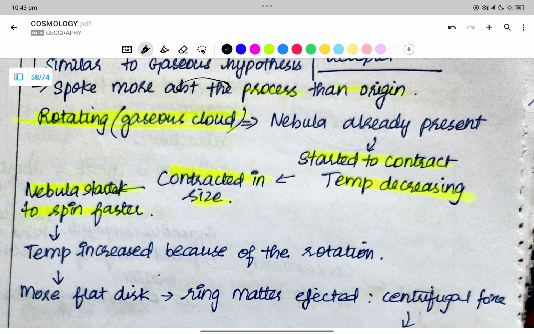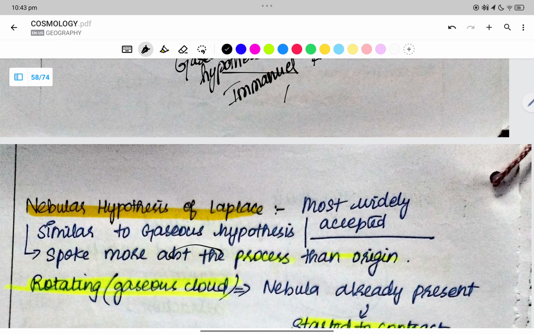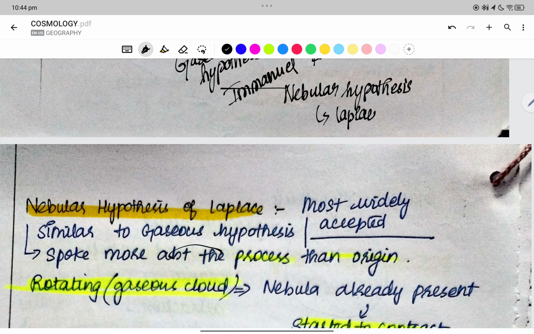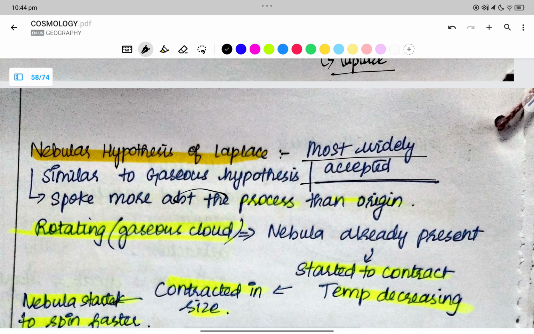The gaseous hypothesis is by Immanuel Kant, and the nebular hypothesis is by Laplace. The most widely accepted is the nebular hypothesis by Laplace.